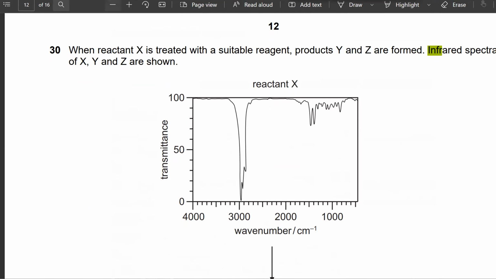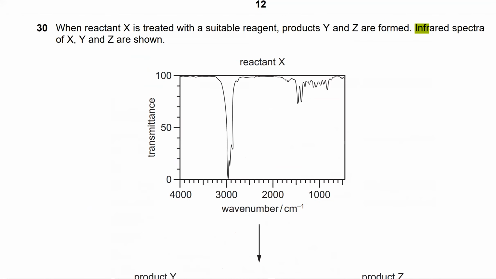Here's a question on infrared spectroscopy, and it's going to be linked with organic, because mostly it deals with carbon compounds. So it's saying when a reactant X is treated with suitable reagents, products Y and Z are formed. This is the infrared spectrum. These are your wave numbers, and what you're going to see is these dips, that's your absorption. There's a frequency of 3000 wave number that's getting absorbed, right? The infrared spectra of X, Y, and Z are shown.